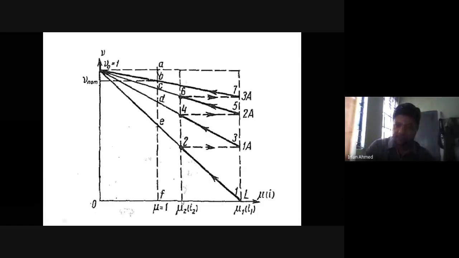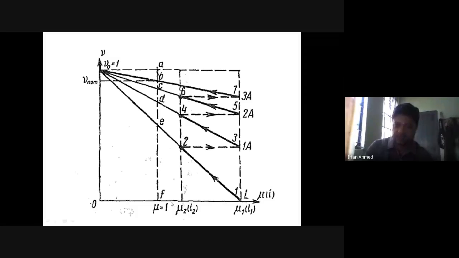So as your mu2 shifts to the right, external resistance sections go on decreasing. Sorry, as you shift mu2 to the left, the number of external resistance sections will go on decreasing. But you will get faster acceleration when mu2 is to the right, and slower acceleration when mu2 is to the left. So there has to be a compromise between how much faster acceleration you want and how many external resistances you can have.